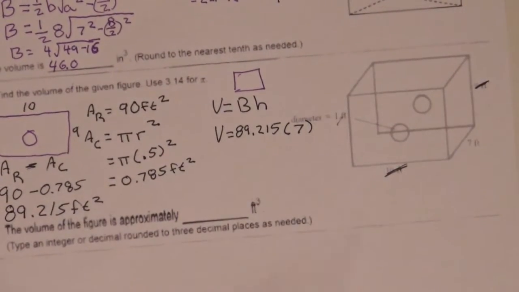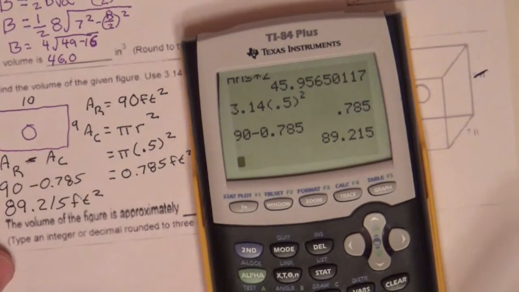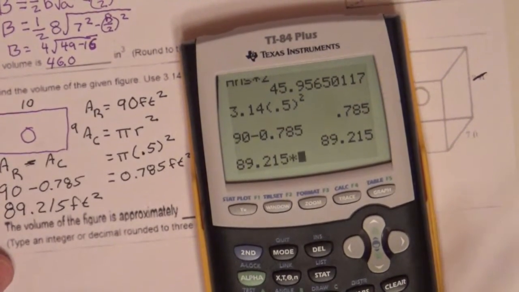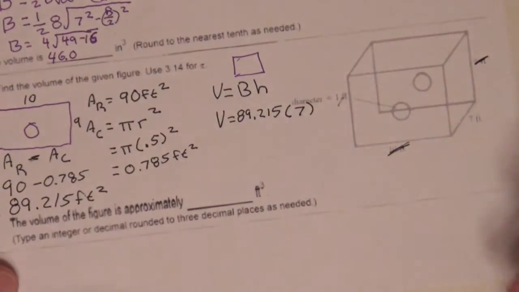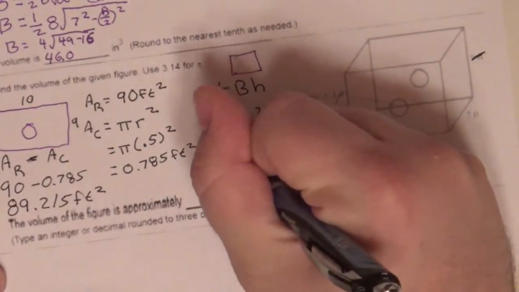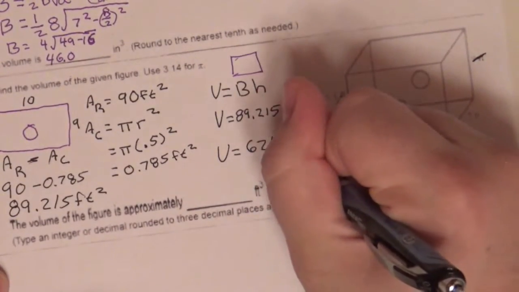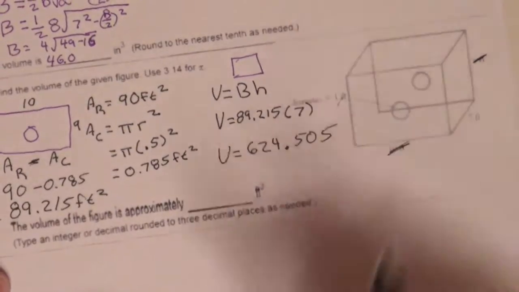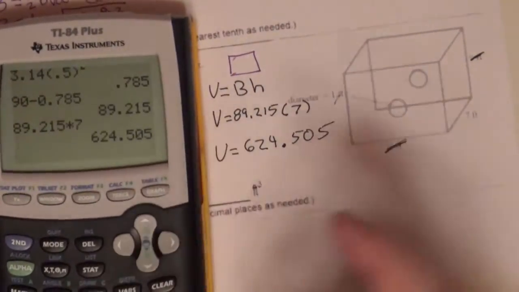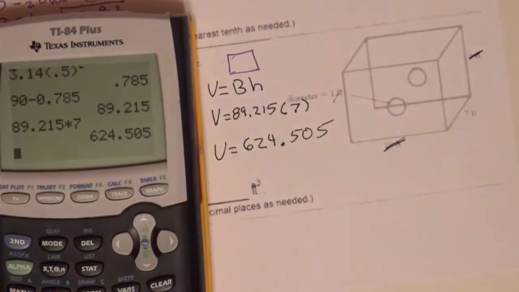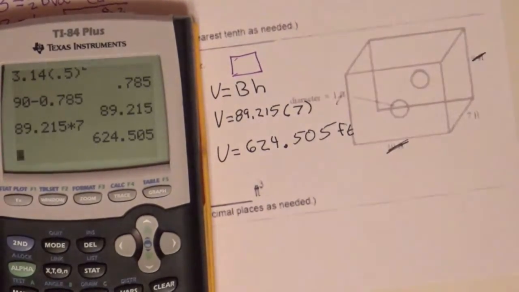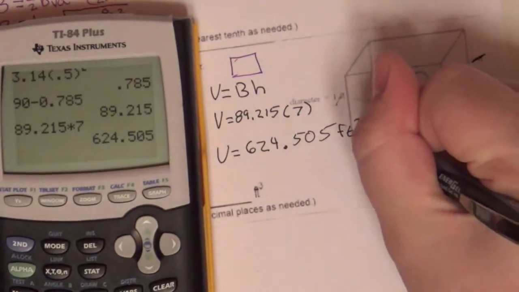So plug it in. 89.215 times 7 gives me volume is equal to 624.505 according to my calculator. And what unit is this? It is feet, and since it's a volume, it's cubic feet.